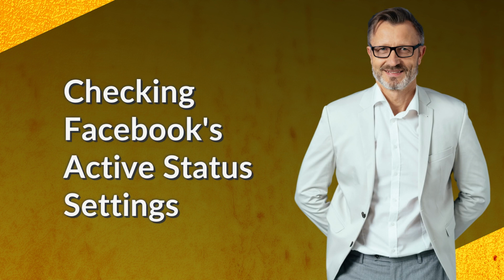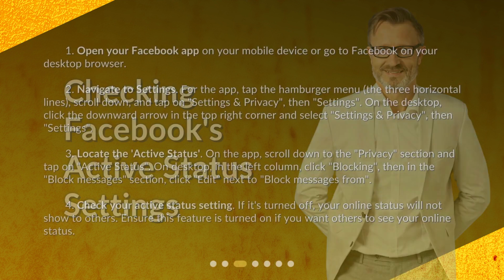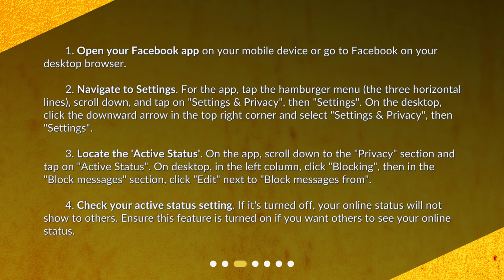Checking Facebook's active status settings. 1. Open your Facebook app on your mobile device or go to Facebook on your desktop browser. 2. Navigate to Settings. For the app, tap the hamburger menu, the 3 horizontal lines, scroll down, and tap on Settings and Privacy, then Settings. On the desktop, click the downward arrow in the top right corner and select Settings and Privacy, then Settings.